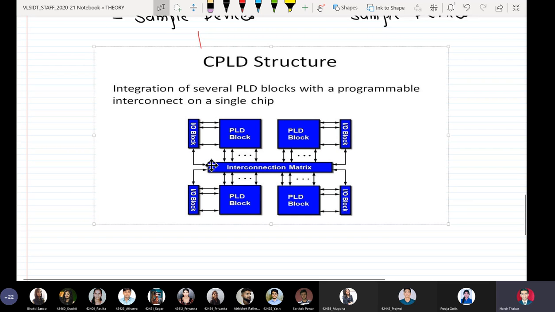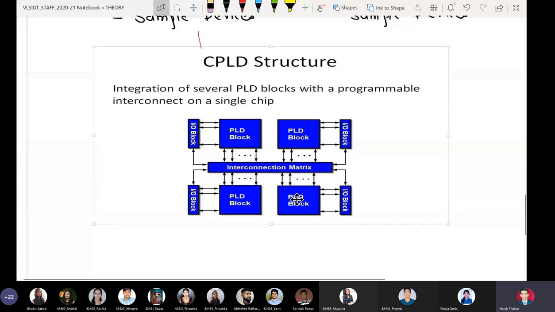Now see here, there is something called an interconnection matrix in between. The interconnection matrix establishes communication between different PLDs. That means if the bottom left PLD wants to communicate with the top left PLD, it will send information through the interconnection matrix. The interconnection matrix is connected simultaneously to all four PLD blocks, and whenever any signal enters into the CPLD for being processed, it is always passing through the IO block.